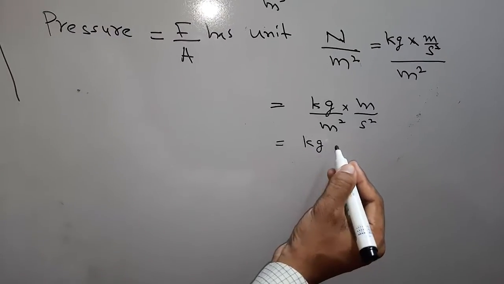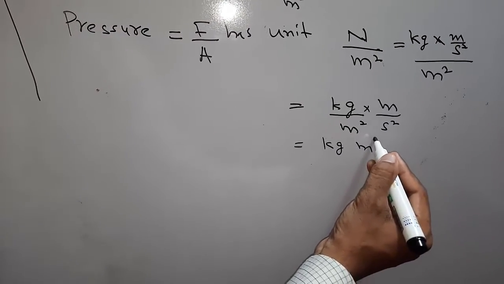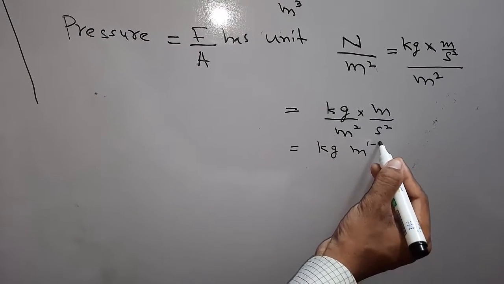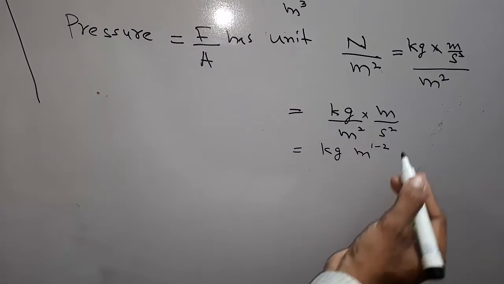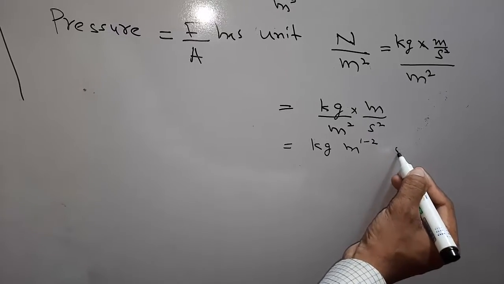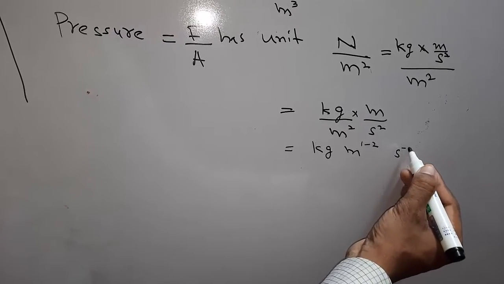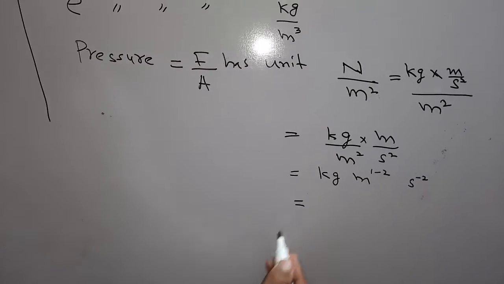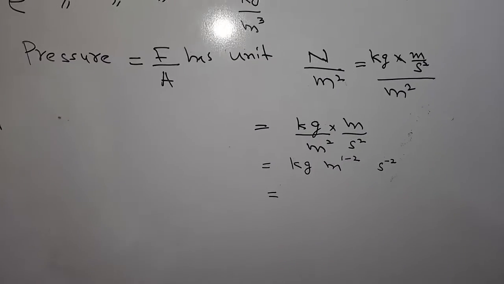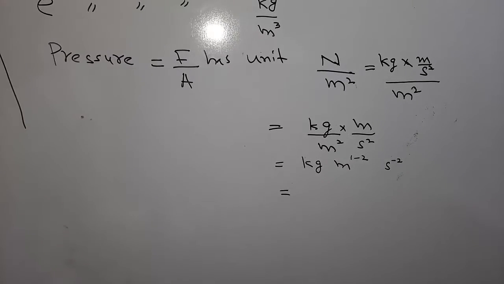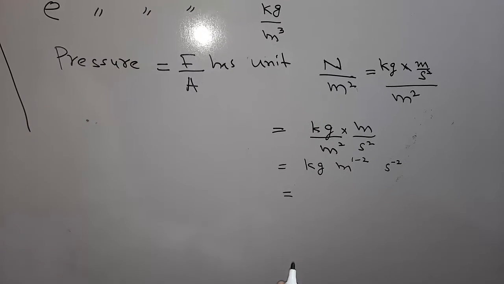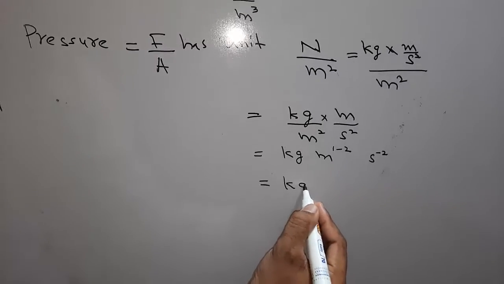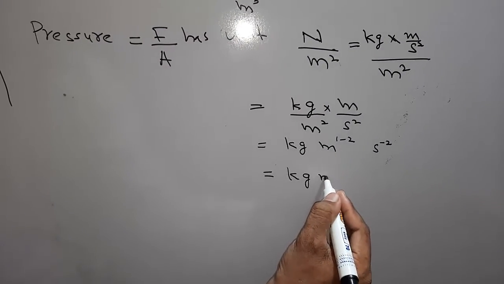According to the law of indices, if two bases are the same with different powers and they are dividing, their powers are going to be subtracted. So we can write it simply as meter power 1 minus 2 over second square, or more simply s power minus 2, because whenever we move the denominator to the numerator, the sign of power will be changed. So kilogram per meter per second square we can write as pressure, SI base unit.